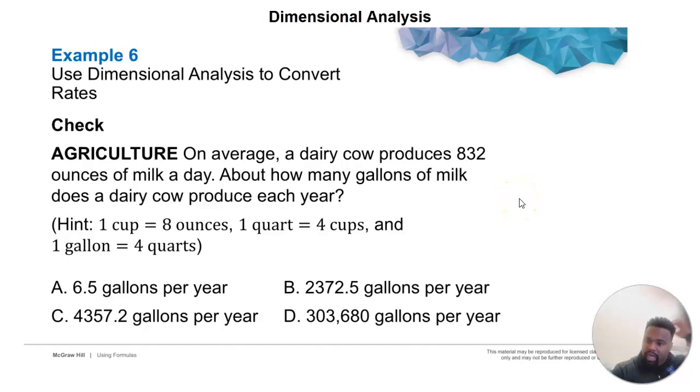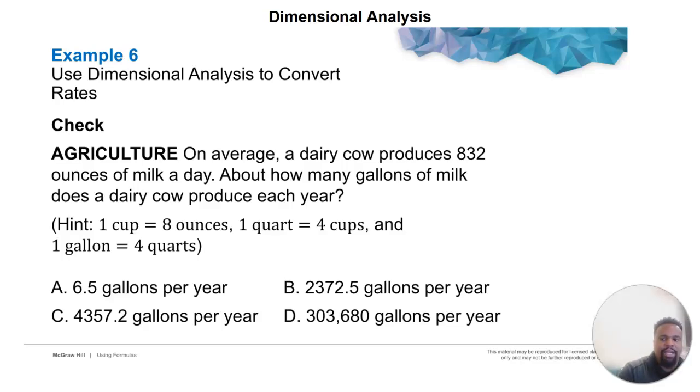And then we multiply that by 832 ounces per day. And what that does is cancel out the days. And then we multiply that by 1 cup over 8 ounces. That cancels out the ounces. And then we multiply 1 quart over 4 cups. That cancels out the cups. And then we multiply the 1 gallon over the 4 quarts, and it cancels out the quarts, leaving you with gallons per year.